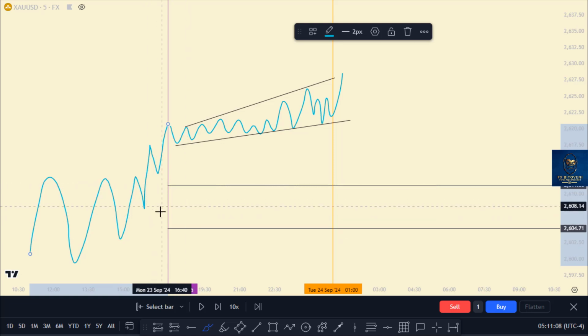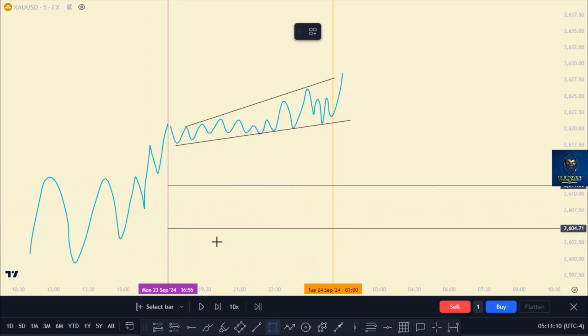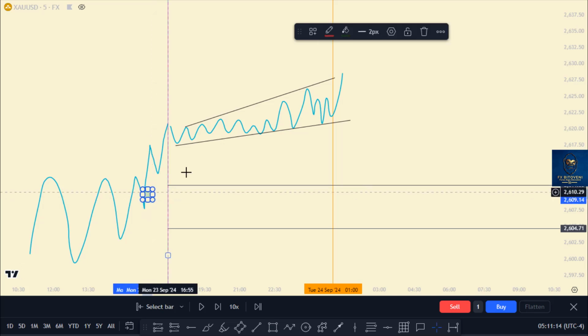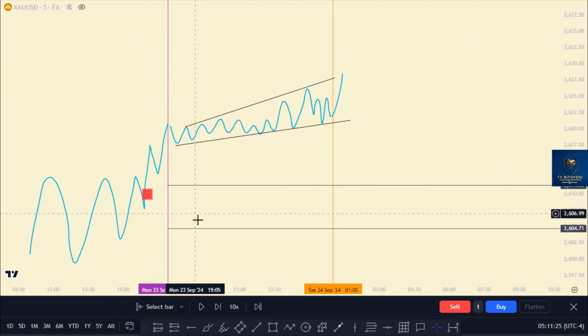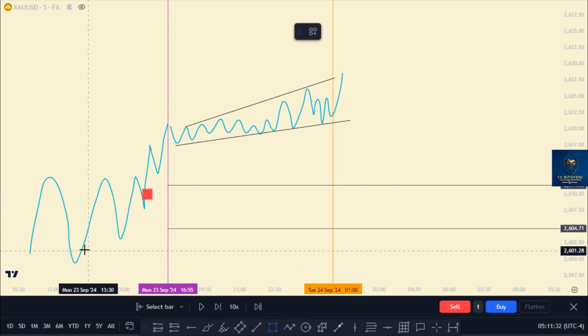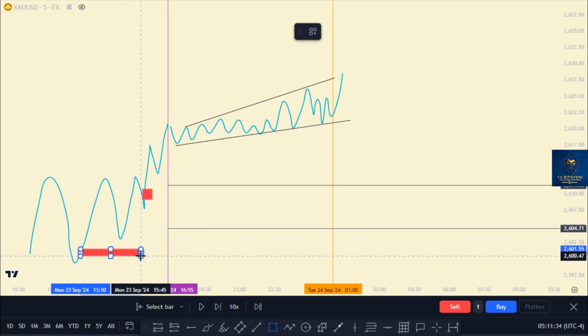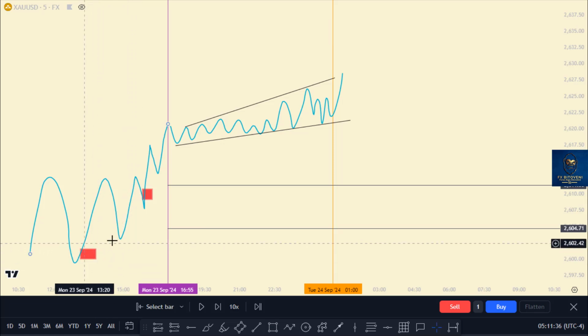Then in this support, let's say here you have what? You have a 30-minute candle, a base candle that was formed here. This base candle is below your support level, and then maybe you have another one here. So those are your points of interest.